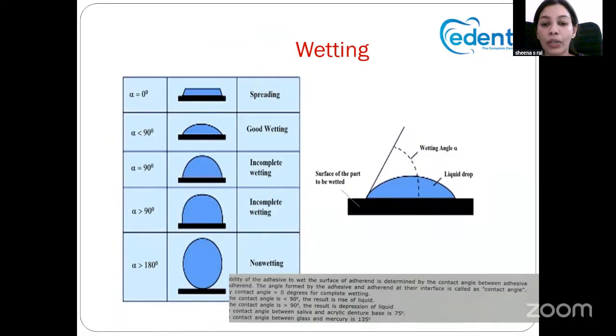And this is another question; these are all single questions that have actually been asked. First question, again asked twice or thrice, I have seen this question. What is the contact angle between saliva and the acrylic denture base? That is 75 degrees. So please keep this important point in your mind, which is very important.